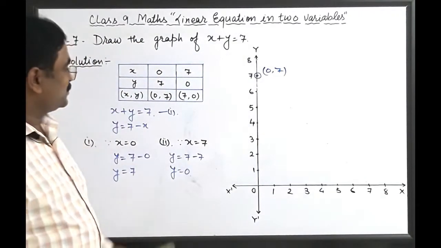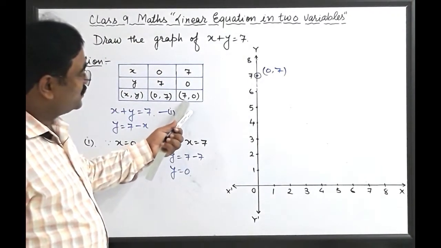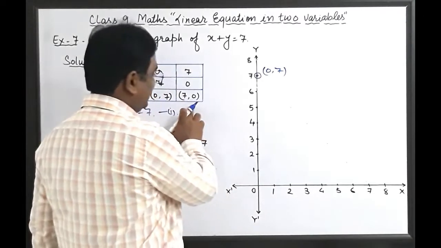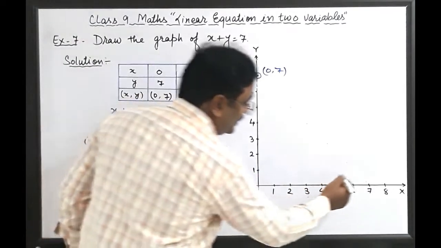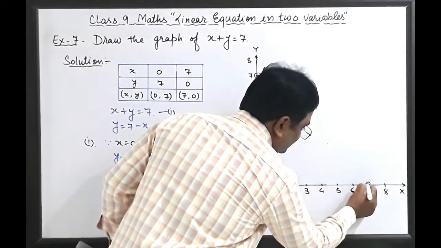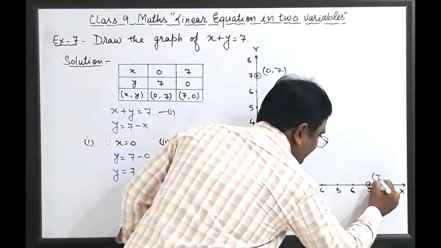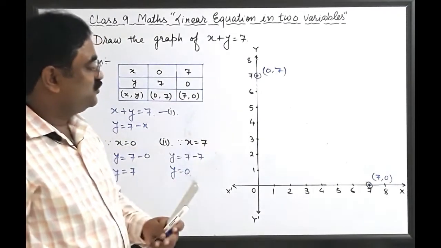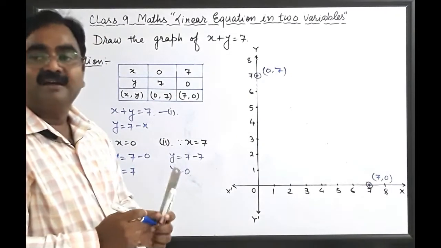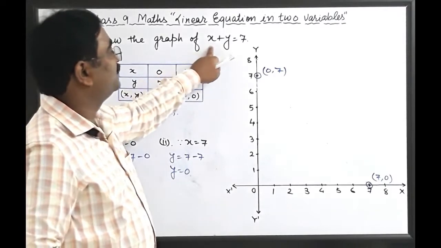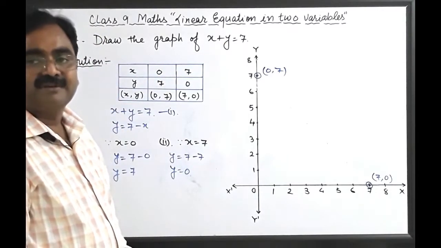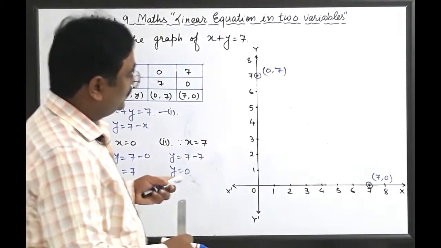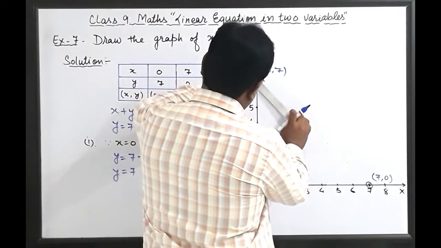Okay friends, now plot the second point whose coordinates are (7, 0). 7 on x axis means this point lies on the x axis. Its coordinates are (7, 0). Now let us join these 2 points. We will get our required graph of this equation x plus y equals 7. Right, students? So let us draw the line passing through these 2 given points.